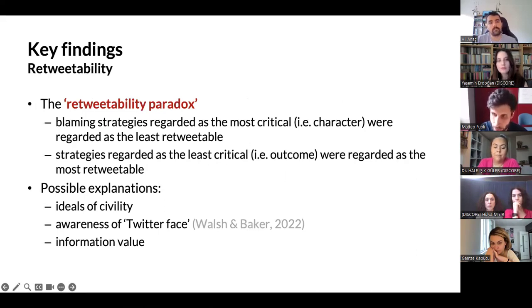Surprisingly, we found that the blaming strategies focused on a person's character, which we expected to be highly critical, and therefore, based on literature on virality, would have been perceived as the most retweetable, as the most newsworthy, if you like. But what we found is what we call the retweetability paradox, namely that blaming strategies regarded as the most critical were regarded as the least retweetable. And in fact, strategies regarded as the least critical were the ones perceived as the most retweetable. Now, there are different reasons for this that we explore in the paper.